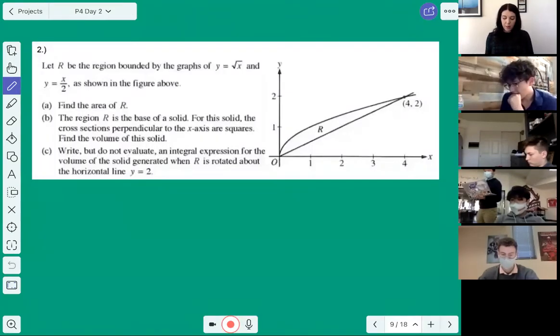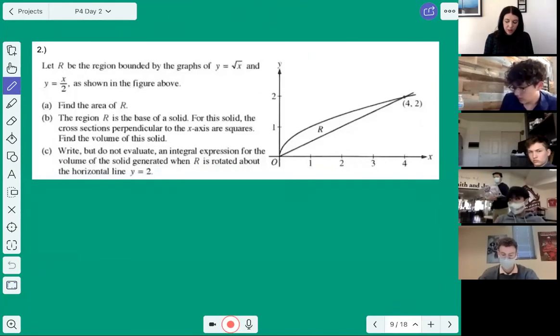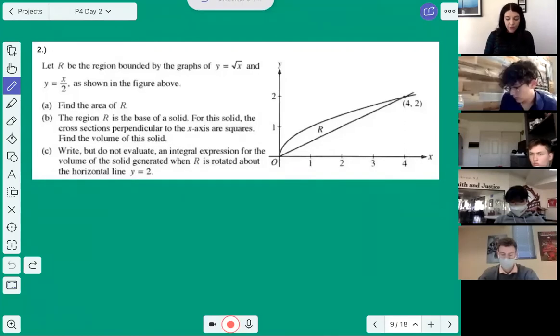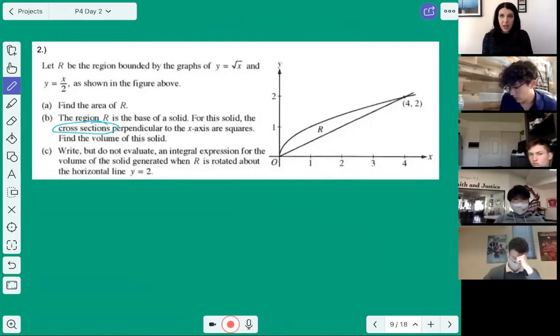All right, let's go to part B. Part B says, all right, here's where we get interesting. The region R is the base of a solid. For this solid, the cross sections perpendicular to the x-axis are squares. This is that brand new topic we just talked about last class. It's important to understand that when it's now asking for volume, some guys get confused. They see this word volume and they assume, oh, I got to set up that pi, something squared, something squared. No, if you see this word cross section, that means we have to take that other approach that we talked about on Monday.